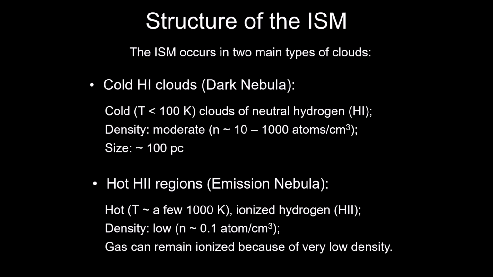Cold means less than 100 Kelvin, and cold enough that it's not really producing its own light. There isn't really enough thermal energy to produce its own light. And the density is considered to be kind of moderate, maybe on average 100 atoms per cubic centimeter. And this stuff can be quite large. It could contain anywhere between a few solar masses of material or hundreds of solar masses of material. And that's what Barnard 68 is.